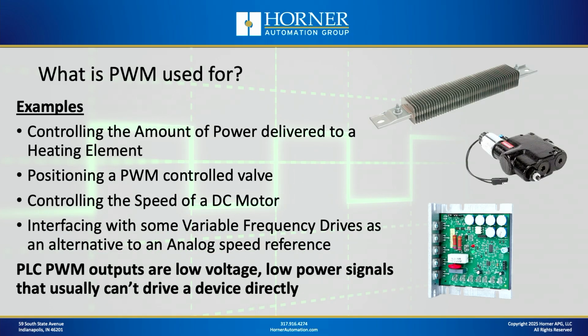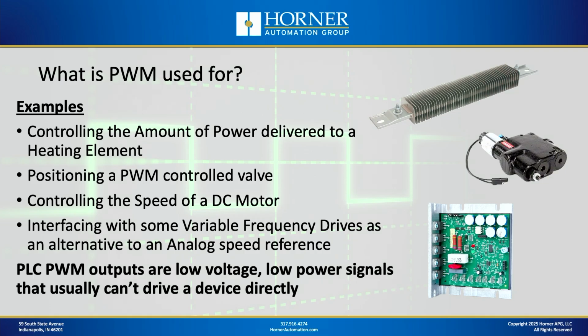So that's the signal, but what is it used for? Well, there's plenty of examples. So PWM can be used to control the amount of power that's delivered to a heating element for controlling heat, right? It could be used for positioning a PWM controlled valve. It could also control the speed of a DC motor. It could also be used as a control signal with some variable frequency drives as an alternative to an analog speed reference.